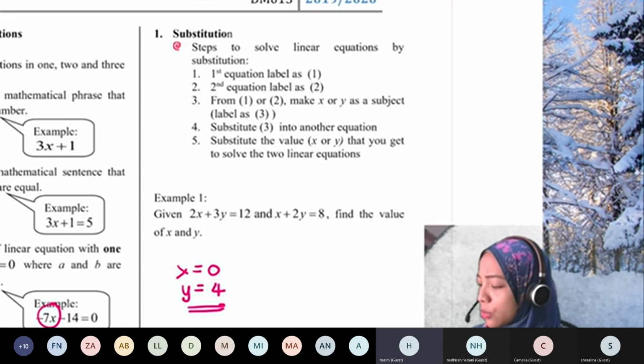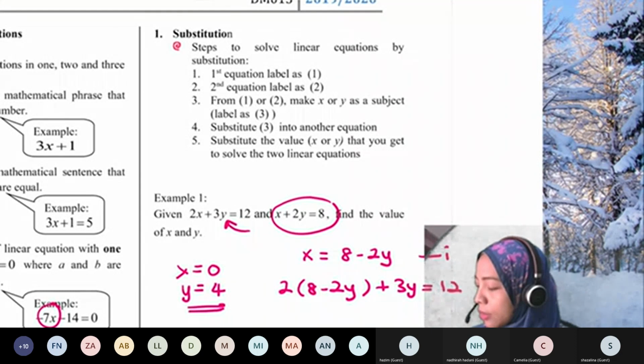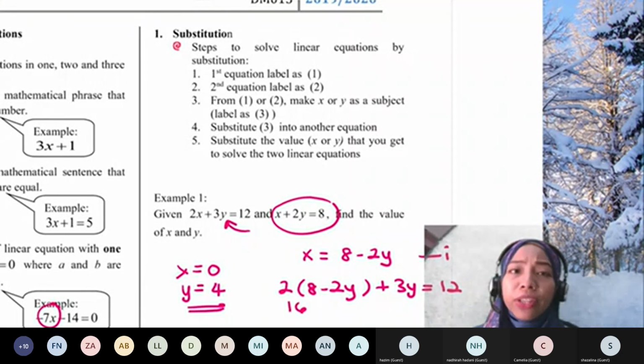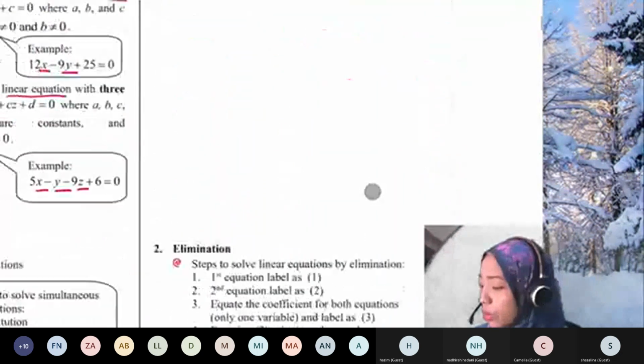Okay, substitution. So substitution is basically maybe you write X is equals to 8 minus 2Y. This is your first equation. You substitute into the second equation, 2X. What is your X? 8 minus 2Y, plus 3Y equals to 12. So 2 times 8, 16, and then you carry on lah. Carry on the calculation, and you will get X equals to 0, Y equals to 4.